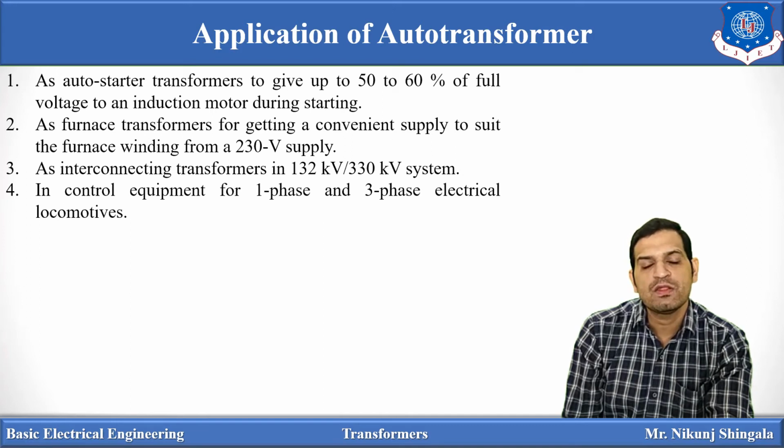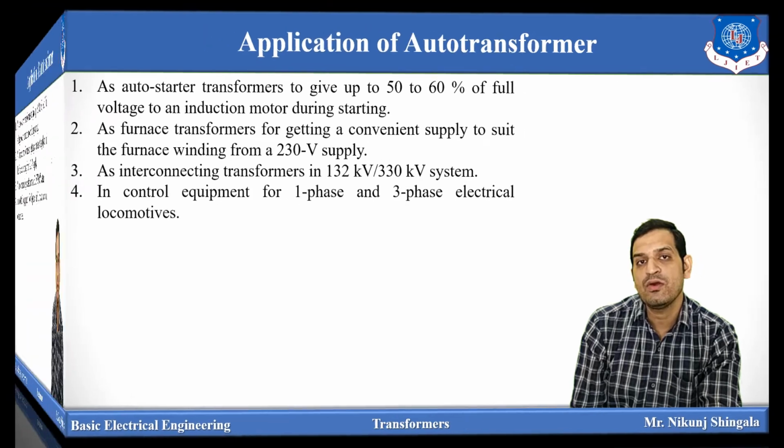Advantages of auto transformer: as less copper is required, cost of the transformer can be reduced, weight of the transformer is also reduced, and losses are minimized. One of the disadvantages of auto transformer is that as there is no electrical isolation between primary and secondary winding, if one winding gets damaged, then the load may get damaged also.